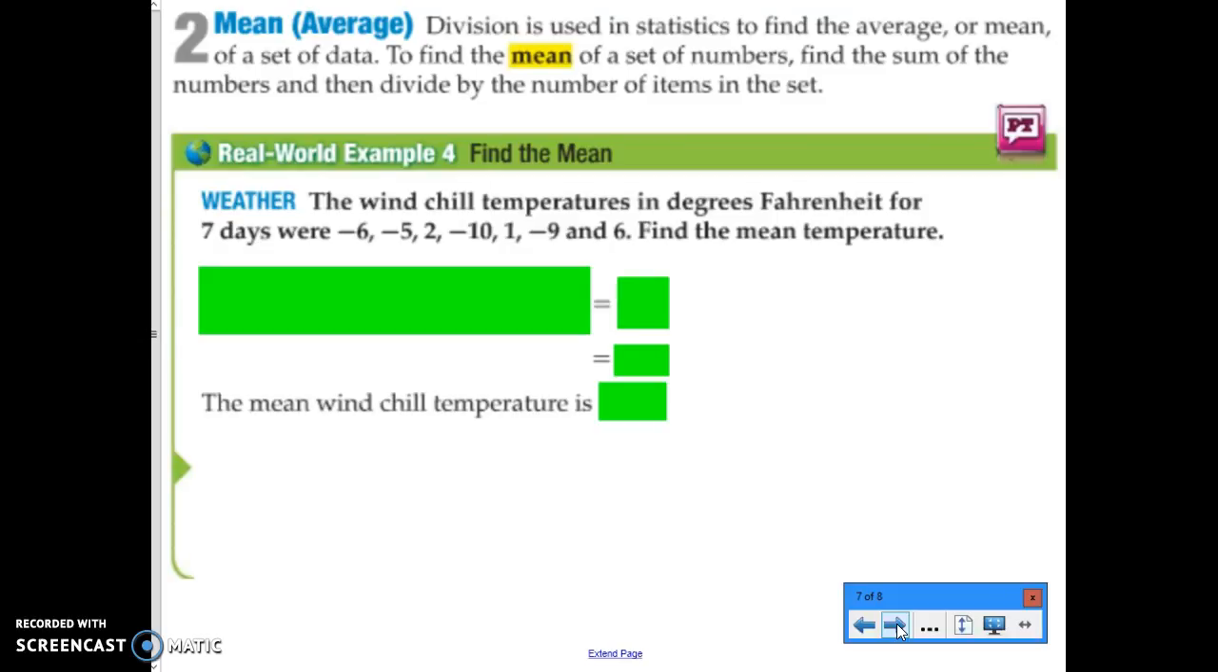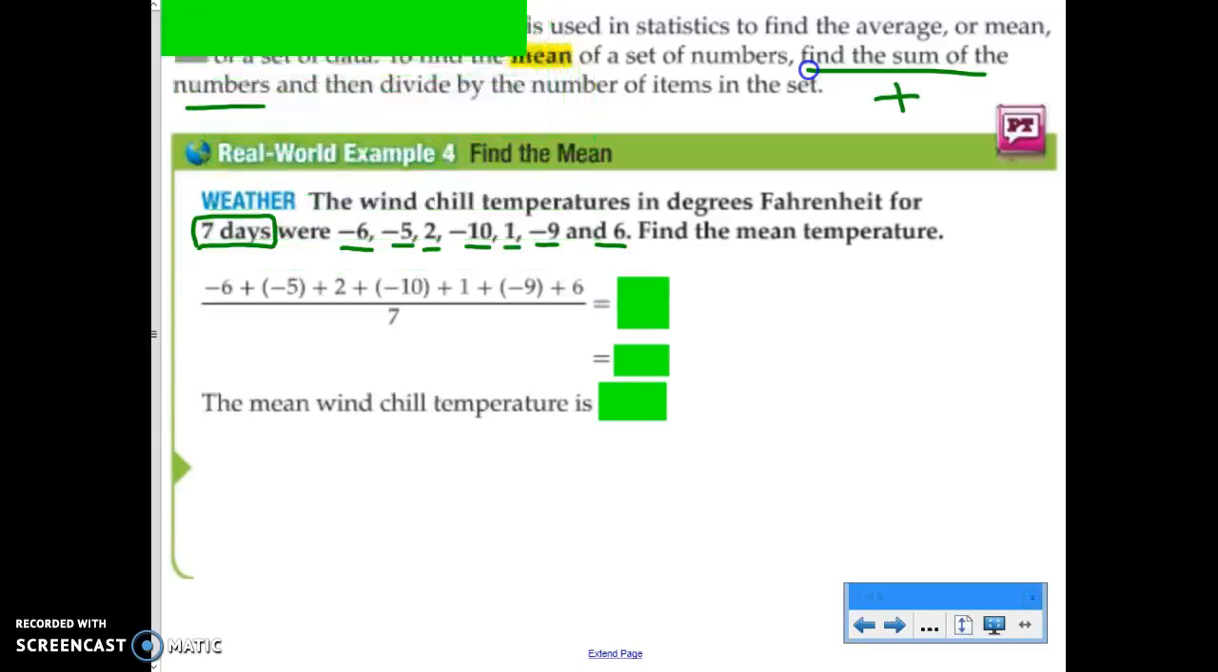So if I take a look at the first example here, it says the wind chill temperatures in degrees Fahrenheit for 7 total days were -6, -5, 2, -10, 1, -9, and 6. Find the mean temperature. So again, the first thing that we do is we find the sum of the numbers. Sum meaning that we are adding. And then we divide by the total numbers in that set. Well, let's figure out how many numbers are in that set. They told us that we had 7 total days, and let's match that up. We've got 1, 2, 3, 4, 5, 6, and 7 different temperatures.